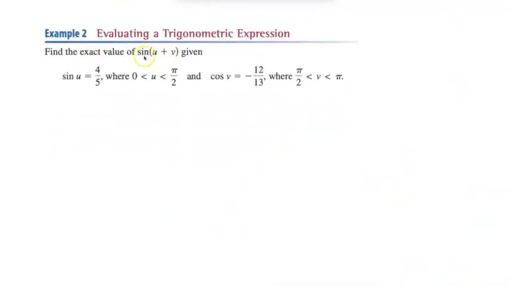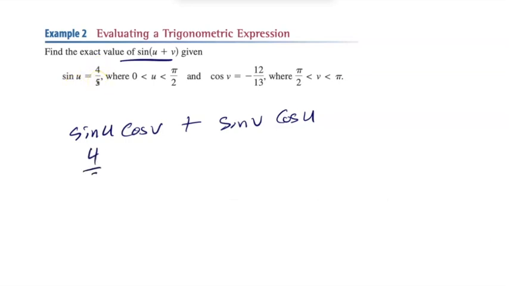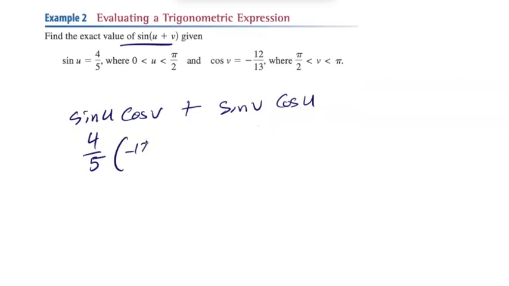Like here, find the exact value of sine of u plus v, given that sine of u equals 4/5 and cosine of v equals negative 12 over 13. So we're just going to use the formula. That's going to be sine of u cosine of v plus sine of v cosine of u. Now what's going on here? They're telling us sine of u is 4 over 5. That's done right there. And cosine of v is negative 12 over 13. I don't have sine of v. I know cosine of v.